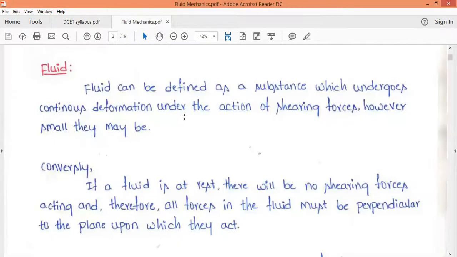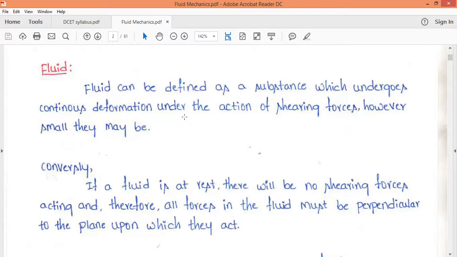Now, before going to the properties of the fluid, we need to understand the definition or the meaning of the word fluid. A fluid can be defined as a substance which undergoes continuous deformation under the action of shearing forces, however small they may be. We have three states of matter: solids, liquids, and gases. Out of these three states of matter, we commonly call liquids and gases fluids.